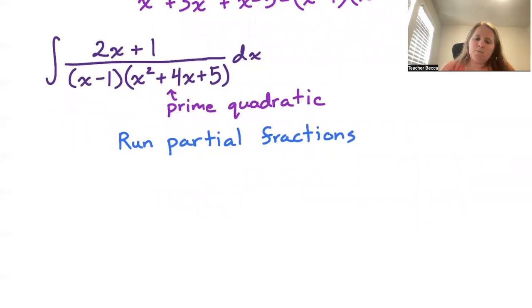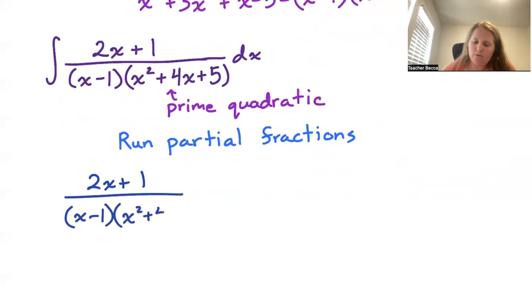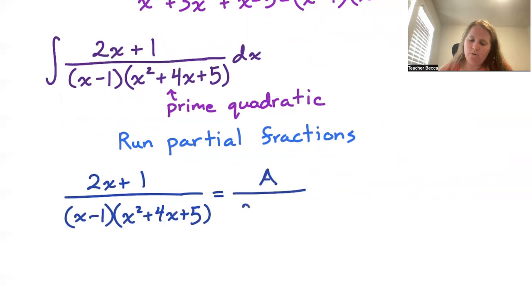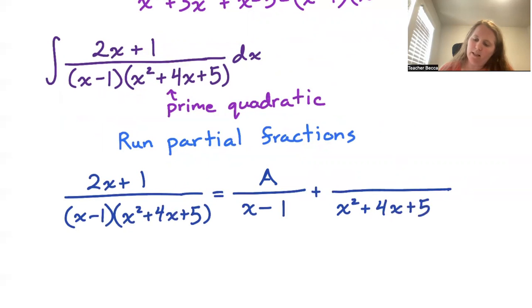So we are going to split 2x plus 1 over x minus 1 times x squared plus 4x plus 5 as capital A over x minus 1 plus, again, if we have a quadratic in the denominator, we need a linear in the numerator, so we will do plus capital Bx plus C over x squared plus 4x plus 5.